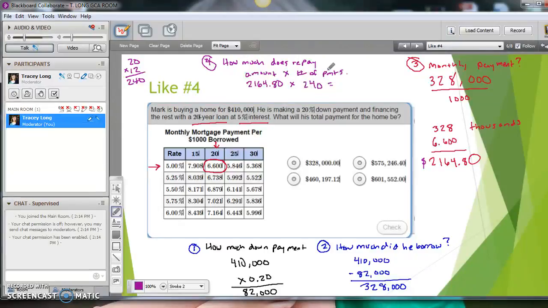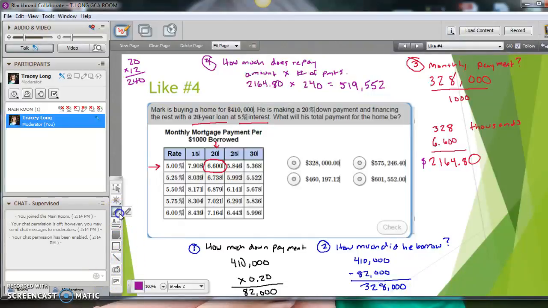And then I'm going to multiply those together. Times 240 tells me that he paid back $519,552 in loans. Okay, that's how much he repaid on his loan. Now remember, he only borrowed $328,000, but he had to pay back $519,000. Remember, that's that interest kicking in. Now we have one last step here.